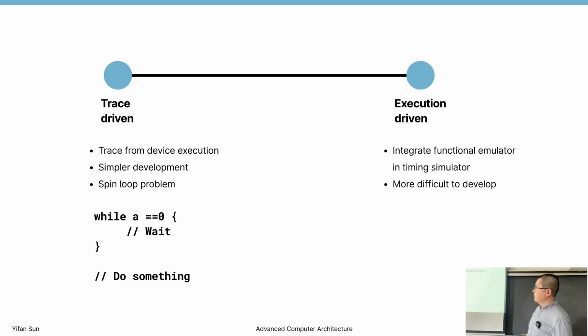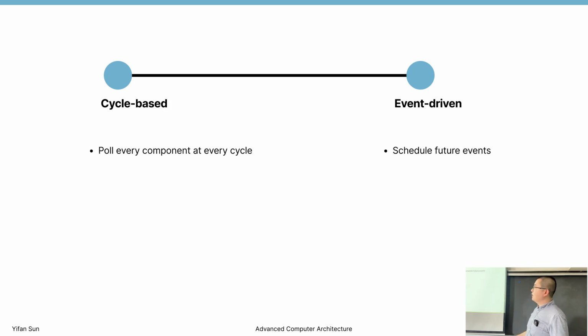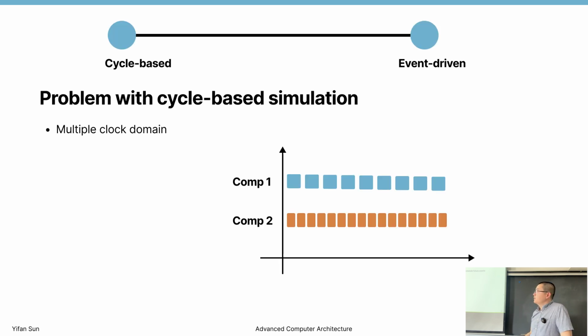Okay, then let's talk about event-driven, that's probably the last type of comparison, the classification of simulators. Cycle-based, as we said before, is when we pull every component, all of them update, then we move to the next cycle, then all of them update, move to the next cycle, all of them update. That is basically a cycle-based simulation. Cycle-based is typically very easy to understand and easy to implement, but it also has some problems.